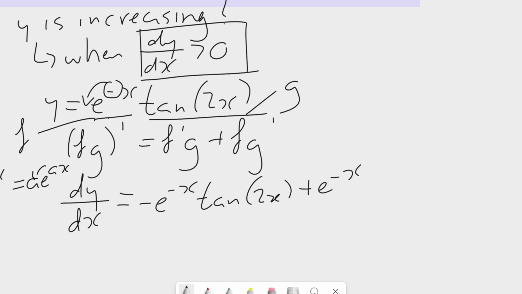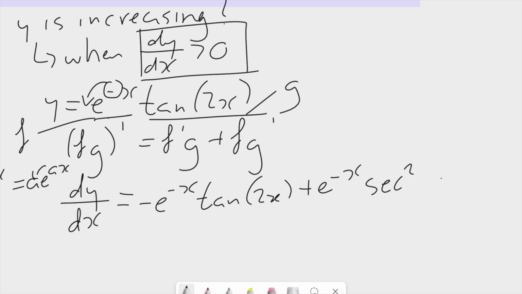Now for tan 2x, for this one we need to use the chain rule, so we need to find the derivative of the outside and then also of the inside here. So we'll start with the outside. What's the derivative of tan is just secant squared.